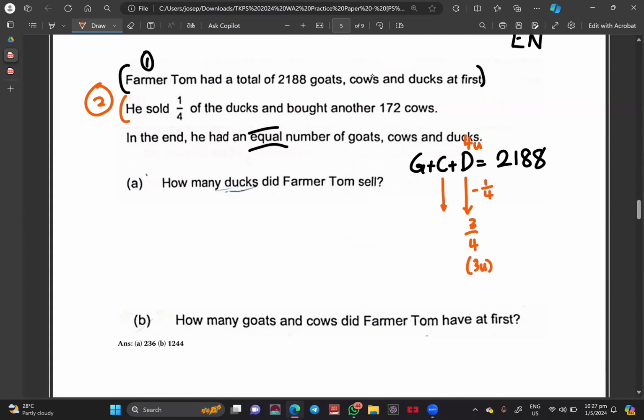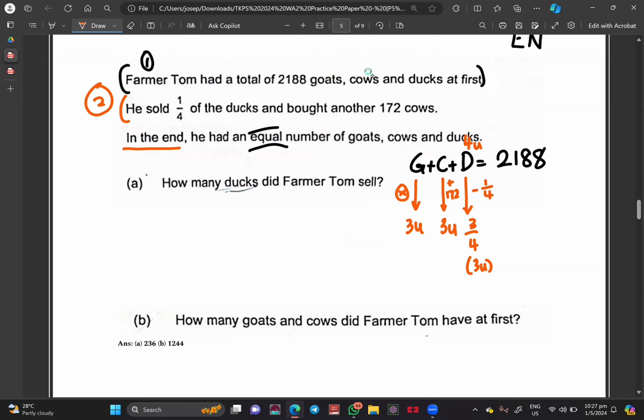He bought another how many cows? 172. So I'm just going to plus 172. And you can see over here that in the end, he had an equal number. So we can say that this is 3 units as well, right? Because if it's equal, it means that they are all the same. And for ducks, there wasn't any buying or selling, so there wasn't any change. So we are just going to say that this is 3 units too.